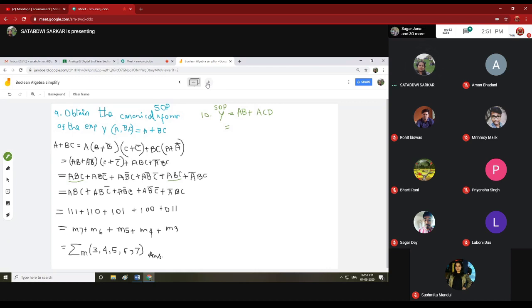Now, I told you yesterday also, for solving the SOP terms, if some terms are missing, then we have to multiply with that part, that is b plus b bar. Here b is not present, so we have to multiply A with B plus B bar, and C is also absent here, so we have to multiply this also with C plus C bar. And here BC is present but A is absent, so we have to multiply this BC with A plus A bar.